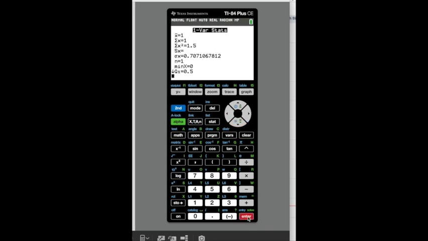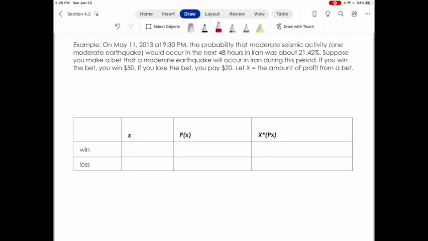My mean or my expected value should be the first entry up here, which is 1, and that's what we got when we did it by hand. And then our standard deviation, I put those values in there for you. I'm not sure if you checked them or not, but if you check them, you should get 0.7071.